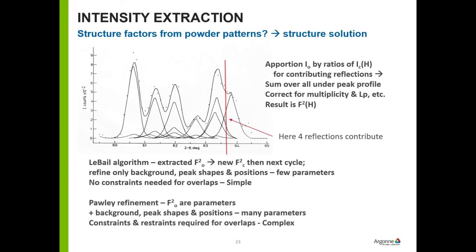Okay, so once you've got that done, how do you do the extraction of the intensity? Well, the way you do it is that you apportion the observed intensity according to the contributions from each of the terms in the calculated intensity. That gives you a value of extracted intensity at some particular 2 theta. You then go to the next 2 theta and do it again, and you sum all the contributions that you find for each of the reflections. Apply all the corrections to back out what the structure factors are, and that gives you a new set of structure factors. And that's how it's done.